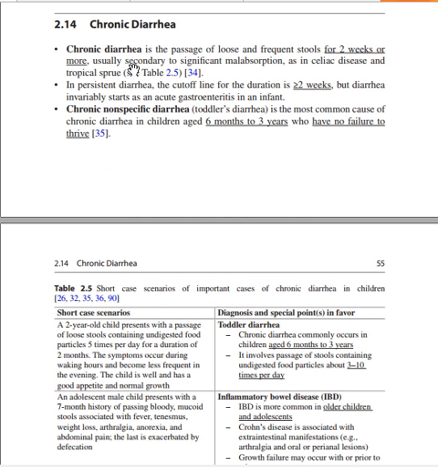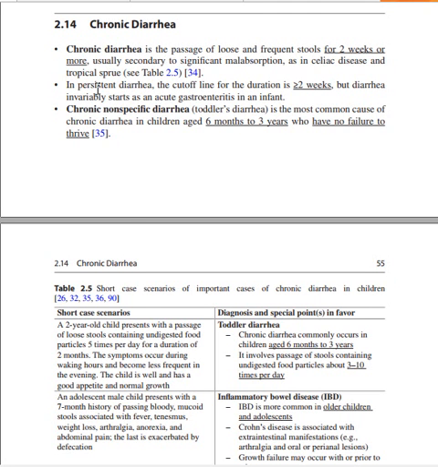Hello, so now we are going to visualize chronic diarrhea. Chronic diarrhea is the passage of loose and infrequent stool, more than 3 to 4 times per day, for 2 weeks or more, usually secondary to significant malabsorption. Chronic diarrhea is mostly due to malabsorption, as in the case of celiac disease or tropical sprue.